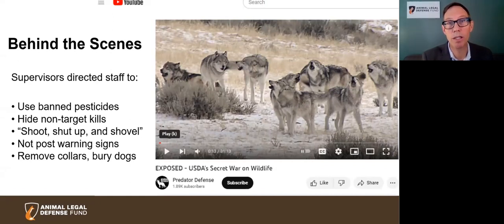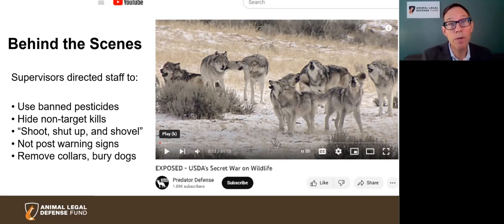Employees were also instructed by supervisors to hide evidence of non-target kills: cows, eagles, and other animals. They referred to this as the 3 S's: shoot, shut up, and shovel. That is, to bury and not report when they had accidental kills. This was described by one supervisor as, quote, "job security," and that they needed to make the ranchers happy. Record keeping was doctored accordingly.